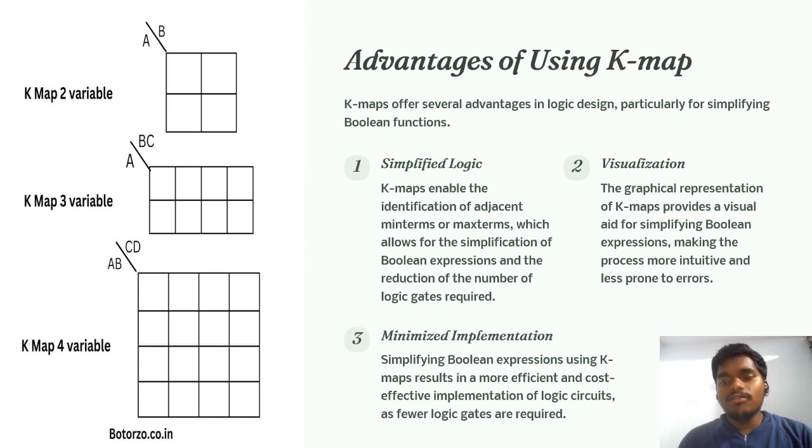Second, visualization. The graphical representation of K-maps provides a visual aid for simplifying Boolean expressions, making the process more intuitive and less prone to errors. Third, minimized implementation. Simplifying Boolean expressions using K-maps results in a more efficient and cost-effective implementation of logic circuits, as fewer logic gates are required.